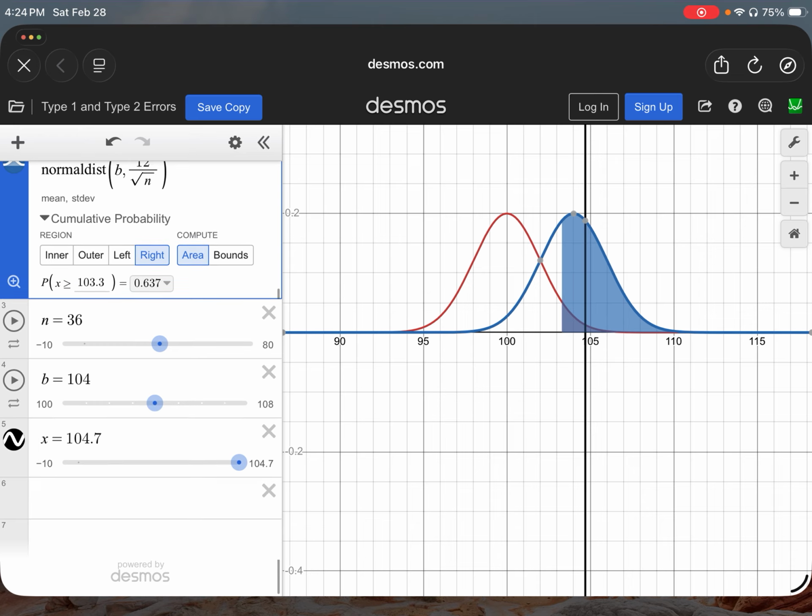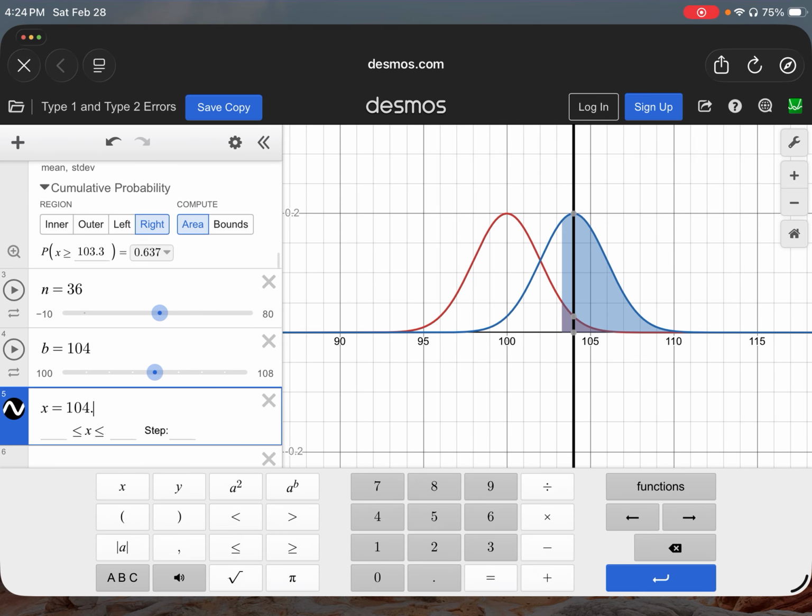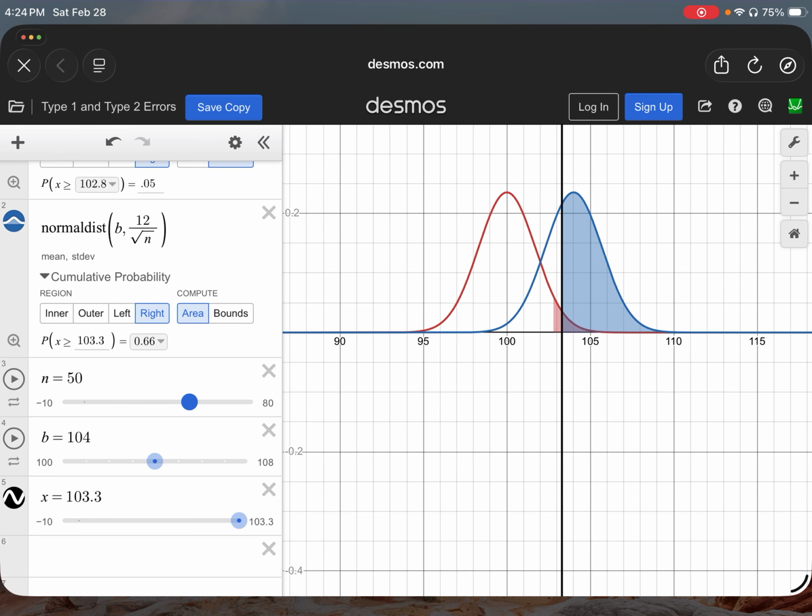Go to the right, and I'll change this back to 103.3. Now it matches the picture in your notes, right? Okay. This slider here lets you change sample size. It's pretty cool. And as you go up and down, you can see the curves are getting taller or shorter, but the center is not moving.